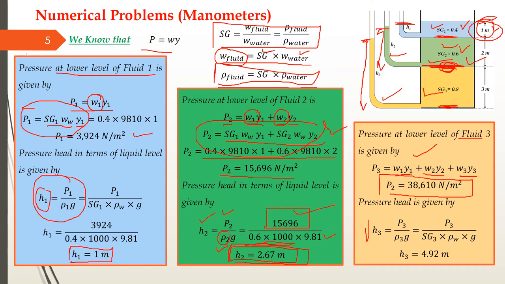Again, in terms of the head, H3 equals P3 divided by rho 3 into G, and we'll put the value of rho 3 over here by using this formula, as I've told you. Certainly by calculating that, we will get H3 equals 4.92 meters. So the pressure head in terms of liquid level for all these three cases is H1 equals 1 meter, H2 equals 2.67 meters, and H3 equals 4.92 meters. You can see that H3 and H2 are different in comparison to this level.